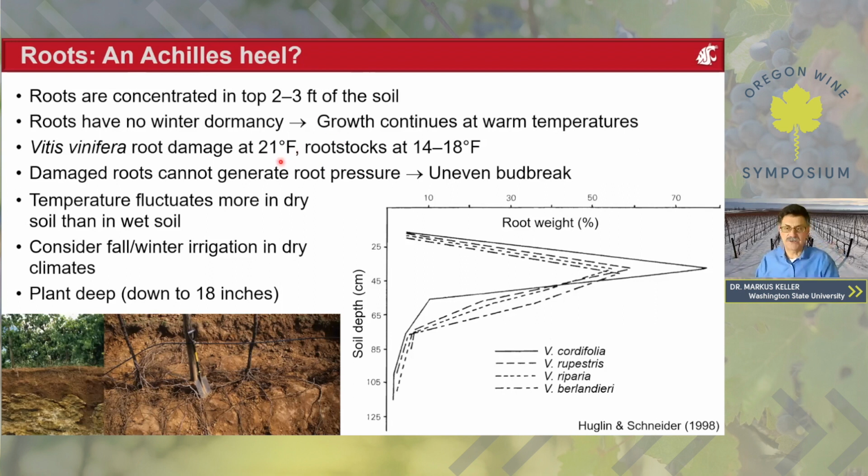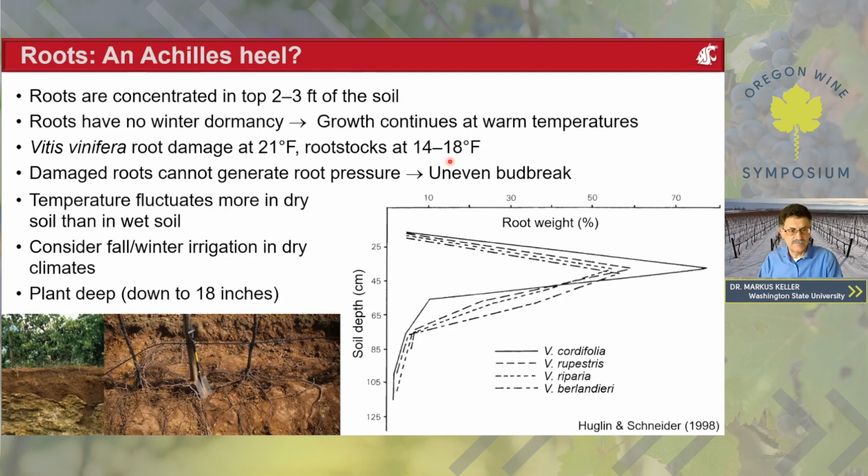That is a main reason that Vitis vinifera, typical wine grape roots, are damaged at around 21 degrees Fahrenheit. Rootstocks, which are from American species of grapes, which are cold hardier, don't die until about 14 to 18 degrees Fahrenheit. So grafted vines, at least underground, are actually cold hardier than our own rooted vinifera vines.